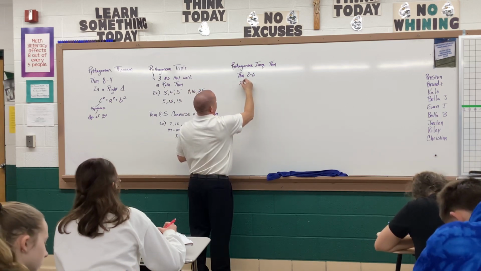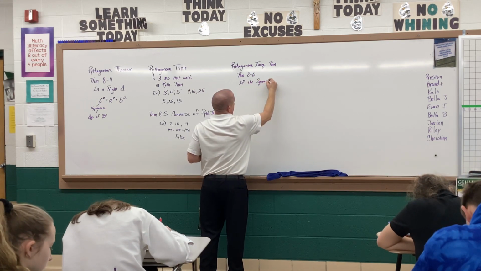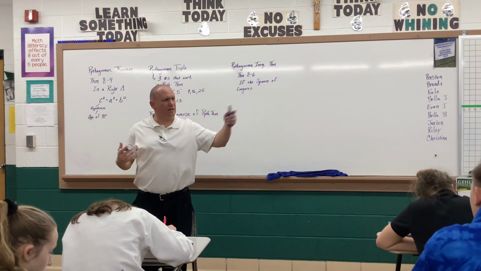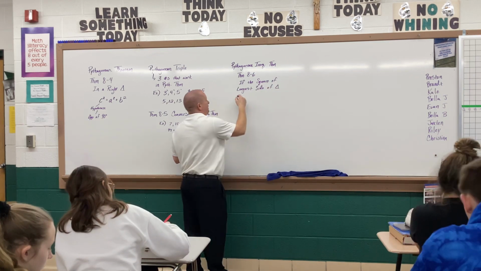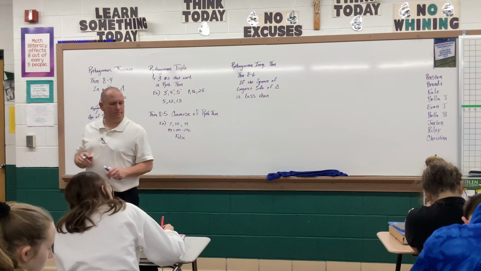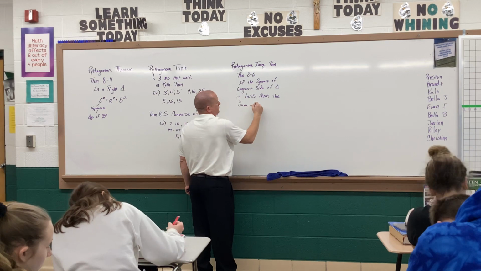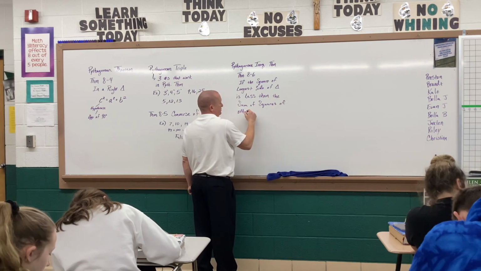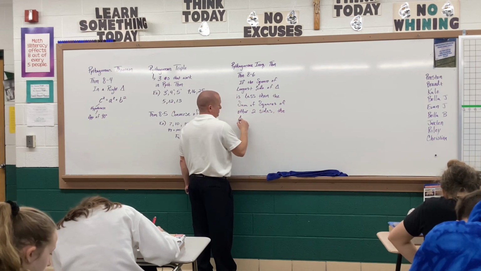If the square of the longest side, or another way, longest side of a triangle is less than the sum of the squares of the other two sides, the triangle is acute.